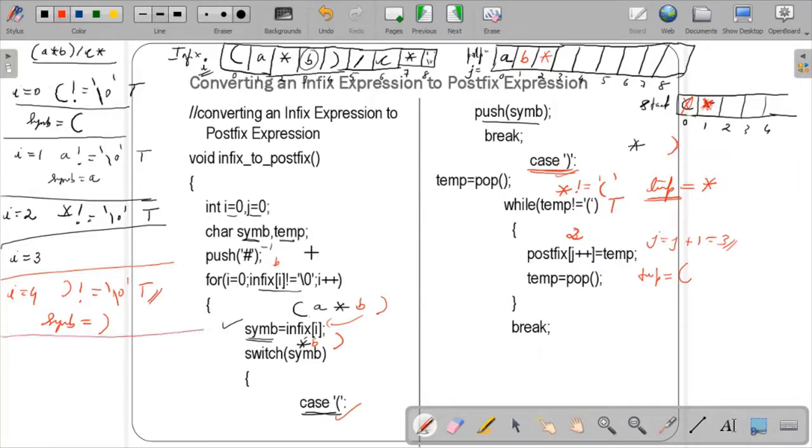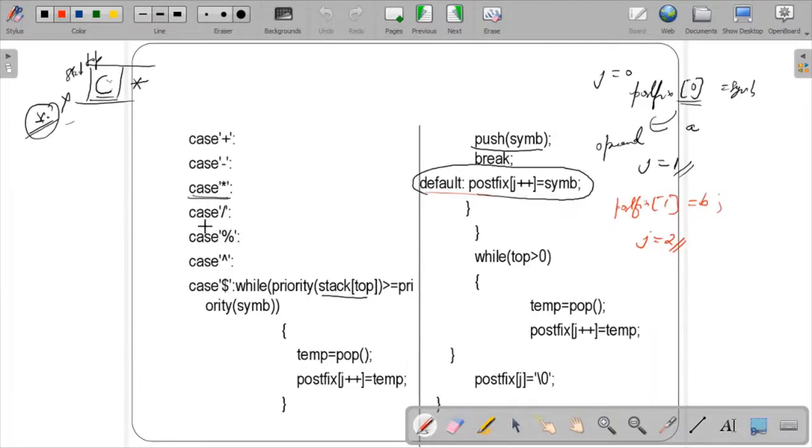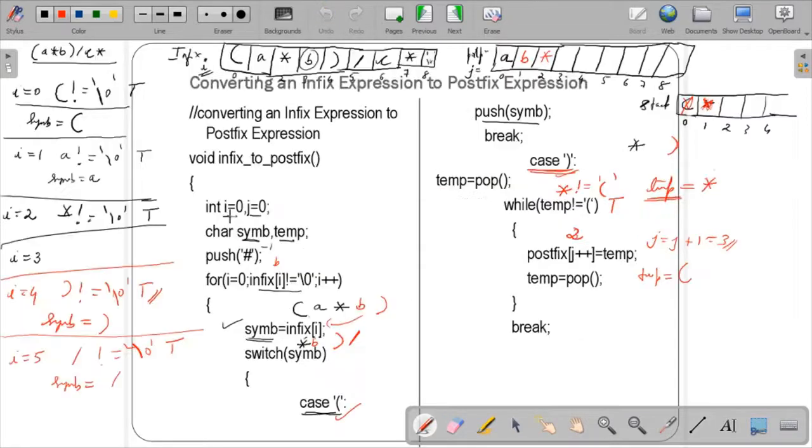Now iteration again, I needs to be incremented. So I is 5. What is there in I equal to 5? It is division. So you will check infix of I is nothing but division. Division is not equal to null character. So this is true. Again, this expression is true. Then sym will be nothing but holding the division. Now it will go to the switch of division. Switch of division means it will go to the case division.